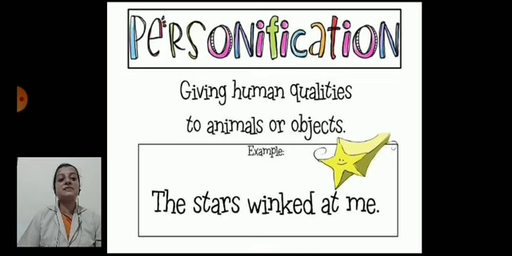How? The stars winked at me. Have you ever seen a star winking? Winking is a human quality, right? A human or a person can wink, not stars. But here you can see the line is, the stars winked at me. Here stars, as these are objects, right? These have been personified as human beings. So we have here personified the stars. This is called personification, right? Here we have given human qualities to the object which is stars.